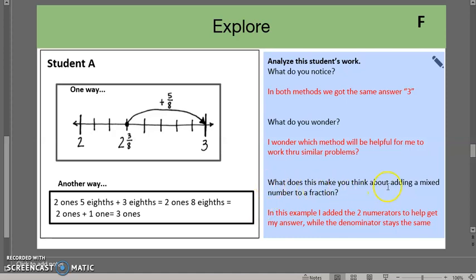What does this make you think about adding a mixed number to a fraction? In this example, I added the two numerators to get my answer, while the denominators stay the same. And I want you to think about this, and if you're still having trouble with this, write this in your notes because this can be very helpful to guide you in getting the correct response. We're going to move on to our summary.